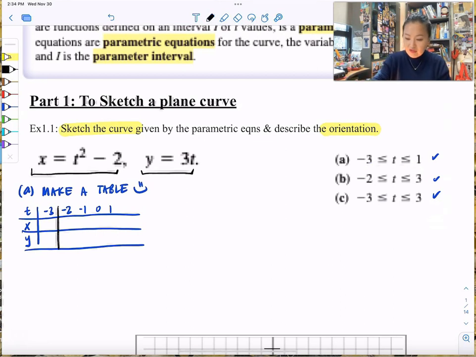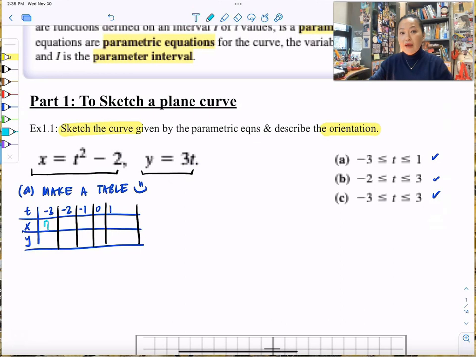We're going to draw a table like this. And rather than plugging it into one equation, there's 2 equations. But they're all in terms of t. So we go, hey, when I plug in -3 into t, what do I get for x? When I plug in -3 into my y, what do I get for y? So let's try that. Negative 3 squared minus 2 is, you're right, 7.